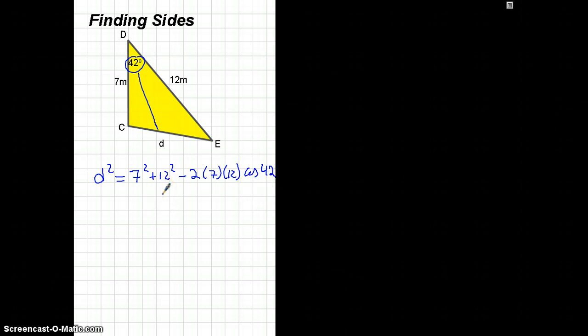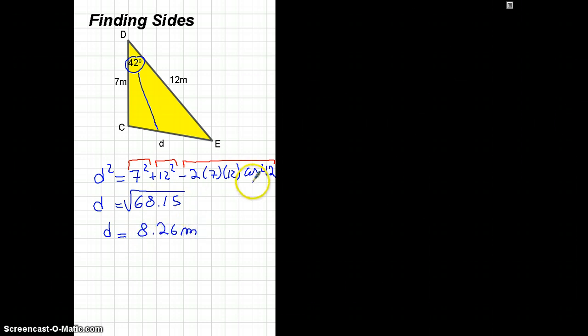Notice that there are three terms in this equation: one term, two terms, and a whole term over here. This is nice when I'm looking for a side, because I can just plug it into my calculator in one step. It will know how to do BEDMAS, so it will be fine. The answer for that should be 68.18. Now that is d squared, so when I take the square root, it's 8.26 meters.